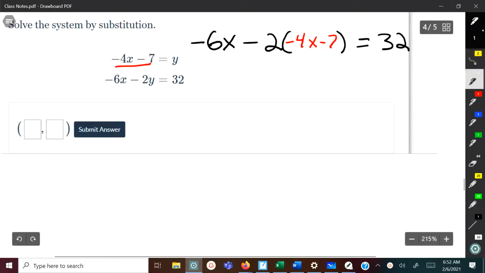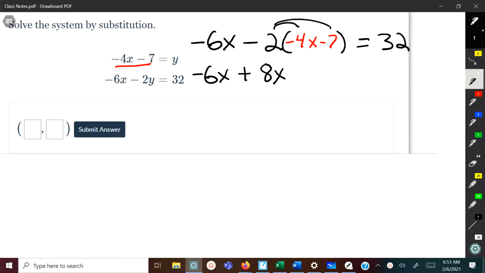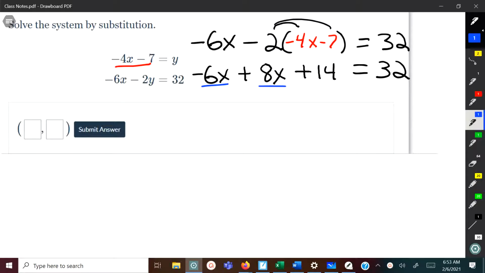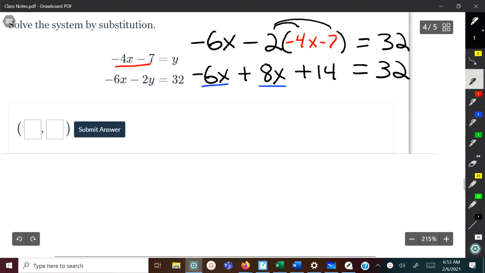So the first thing I'm going to do is simplify the left side by doing distribution. I'm going to write negative 6x. Negative times a negative is a positive. 2 times 4 is 8x. Negative times a negative is a positive, and 2 times 7 is 14. Now I'm going to simplify these like terms here, combine them together. Different signs, find the difference. So negative 6 plus a positive 8 is going to be a positive 2x.